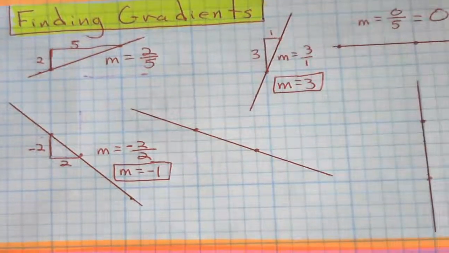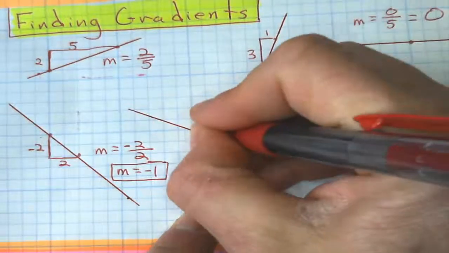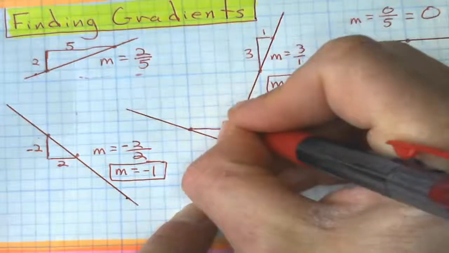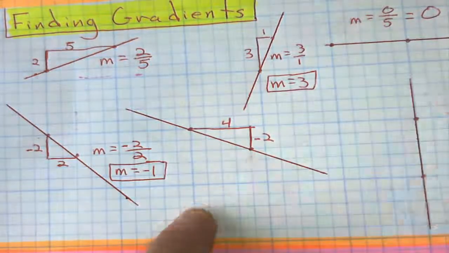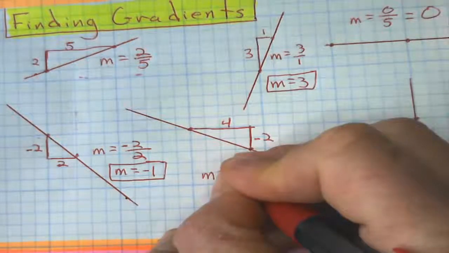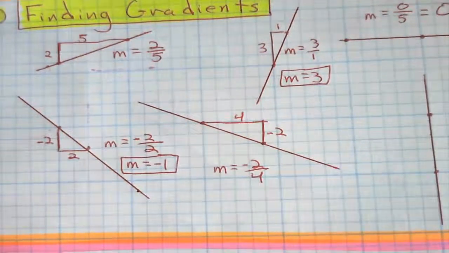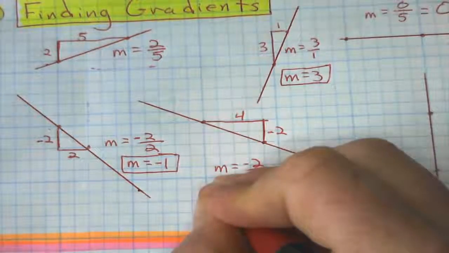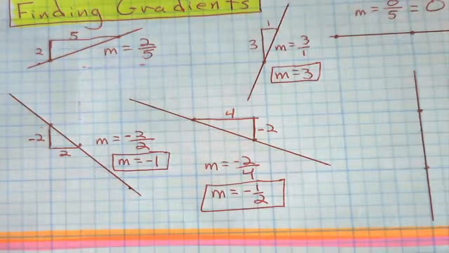And this guy over here, same thing. Well, let's say I did the run first, doesn't matter. There's my run, 1, 2, 3, 4. Remember, run is always positive, and my rise is down 2 again. So my gradient here is rise over run, and negative 2/4 gives me negative 1/2, and all these we can write as fractions, so that's fine.